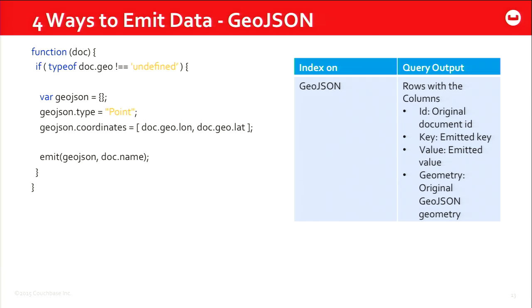So you can index on GeoJSON directly, and if you query it, this is important, you will get the original document ID of the document which you processed. You will get the emitted key, in this case based on the longitude, latitude in this GeoJSON. You will get the value, which is this name, and you will get the geometry information, which is special. If you don't index on these JSON documents, you don't get this geometric information.